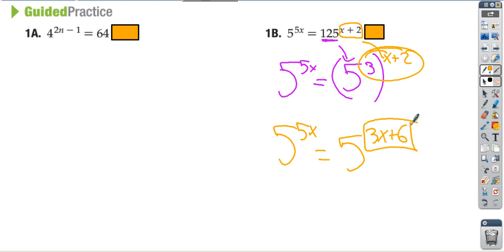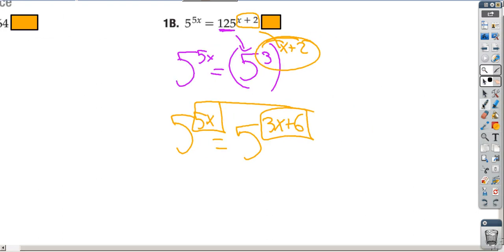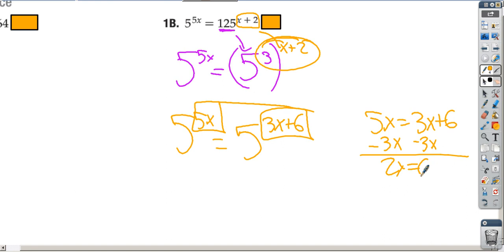So that means this thing and this thing are equivalent to each other. So let's set them equal. That means 5x is equal to 3x plus 6. We'll subtract 3x from both sides, and we'll get 2x equals 6. So after dividing by 2, we get x is equal to 3 as our final result, and there it is.